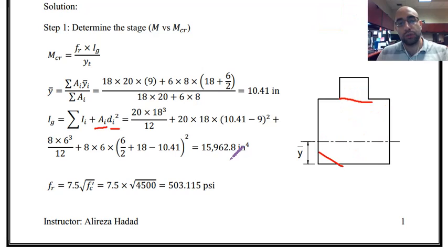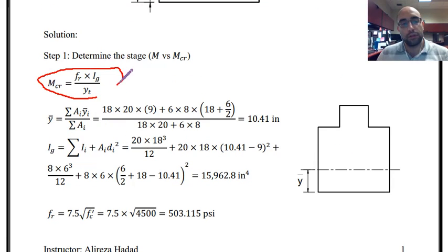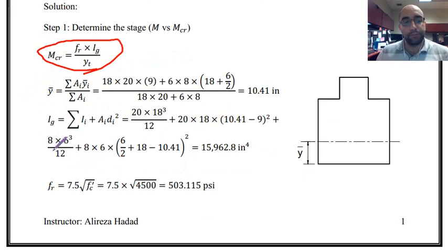And then what I need to do is to just return this to the equation that we have over here. Ig is calculated, yt is the distance from centroid to the tension face, that is this distance, which is the same y bar that we calculated. All I need to calculate is fr right now because everything else is calculated, and fr will be 7.5 square root of f prime c.